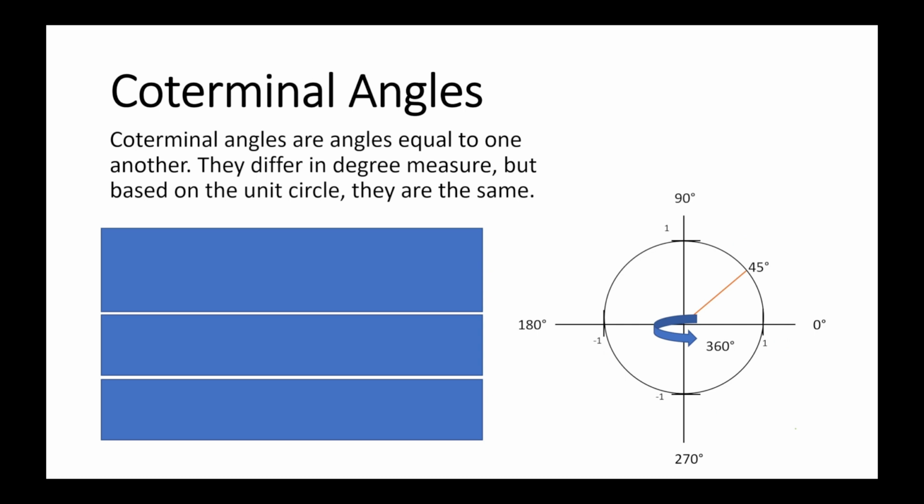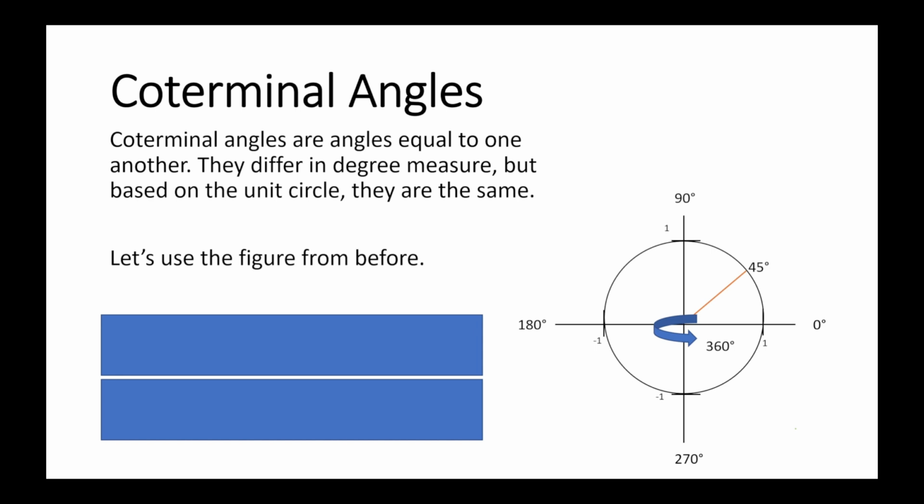So coterminal angles, well, how do unit circles help us with this? Well, we have to know the definition. Coterminal angles are angles that are equal to one another. So they differ in degree measure, but somehow they're still equal to each other. How's that? Well, take a look at this diagram that we have from before on the unit circle, and we're going to use the same angle of 45 degrees. Again, we're going counterclockwise with our 360, okay?